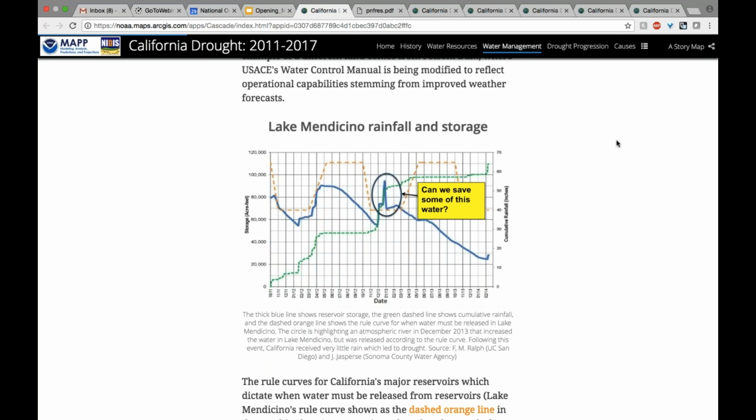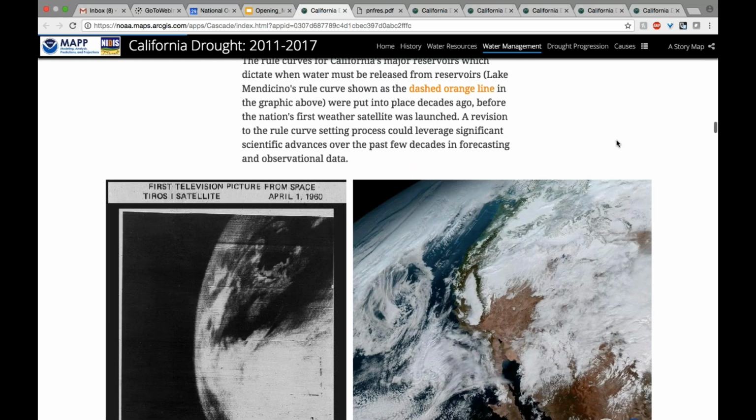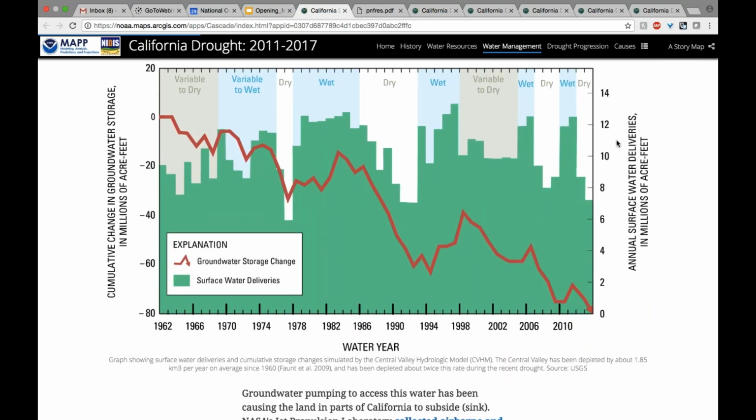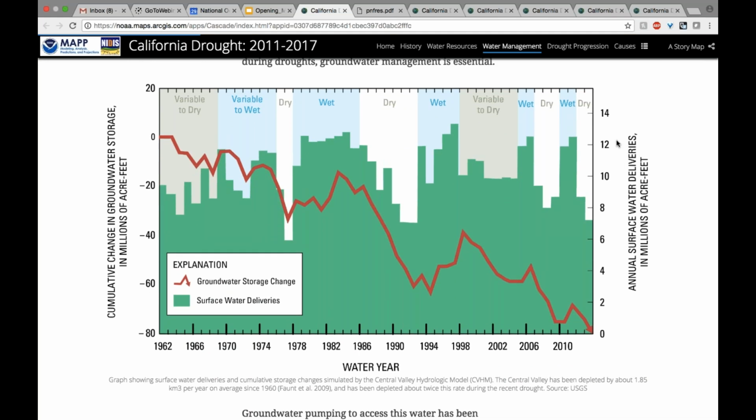Obviously, conservation is a key element of California's water management, as well as groundwater management. Allie, if you scroll a little bit down, past the satellite image. You can see from the USGS that groundwater storage has decreased over time. And this became especially important in the last drought.